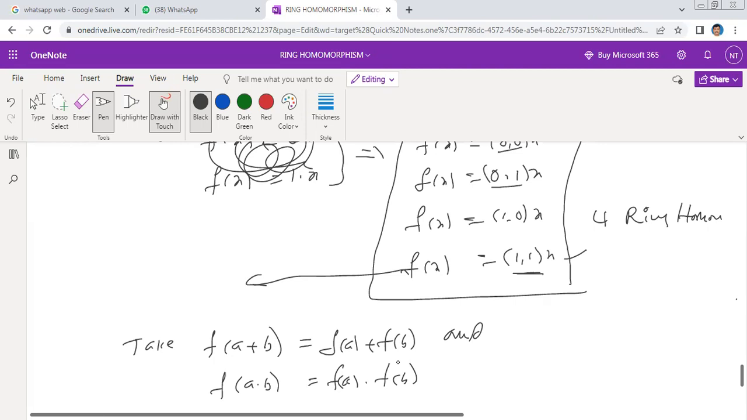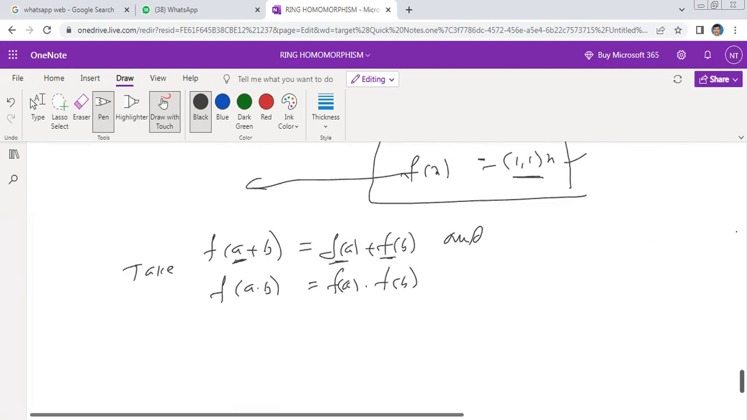How to check these two conditions? Yeah, take the elements, any element. If A is an element, take any elements A, B in Z, with the images f of A and f of B in Z. Last, look here, another problem.